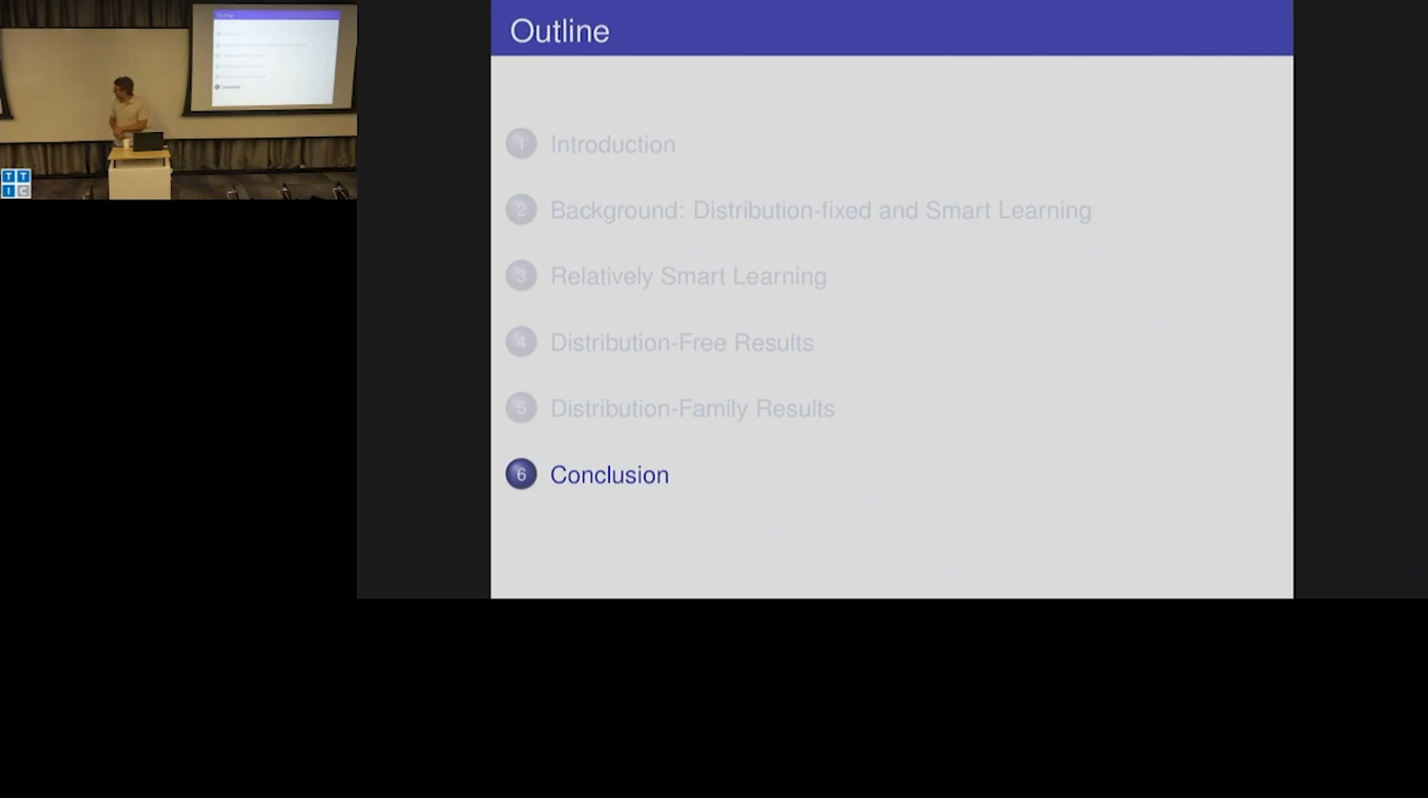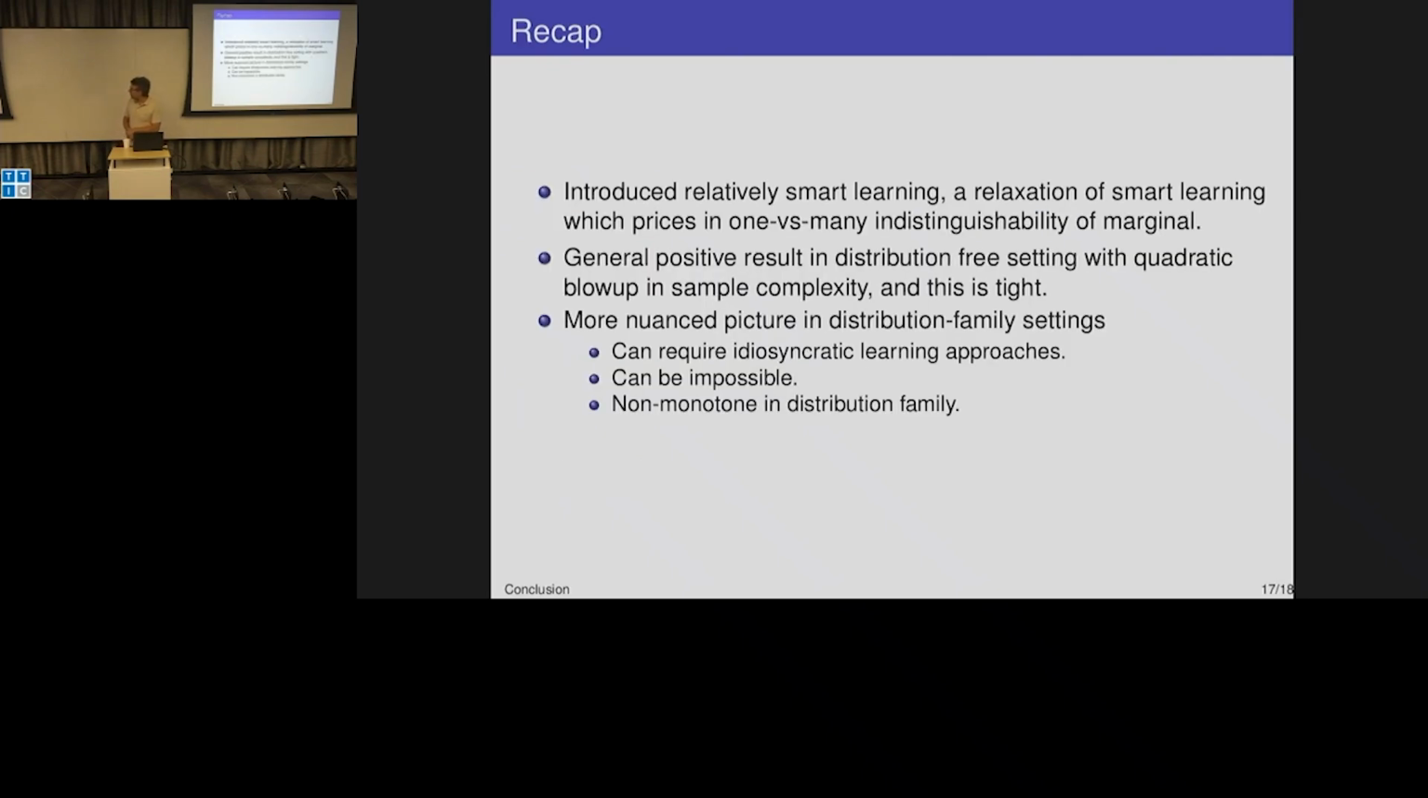So that's it for technical results. Let me just wrap up. I introduced this notion of relatively smart learning, which prices in this one versus many indistinguishability of marginals into smart learning. I have a general positive result in the distribution free setting, which allows quadratic blow up in sample complexity, and we showed that this is tight.